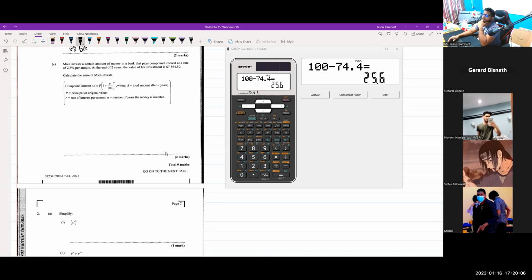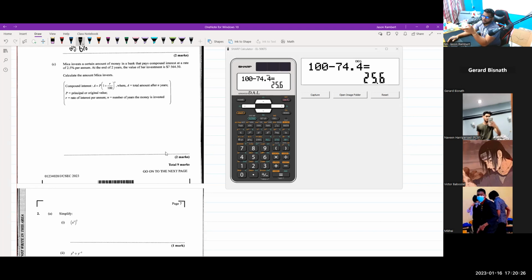Mika invested a certain amount of money in a bank that pays compound interest at a rate of 2.5% per annum. At the end of 2 years, the value of the investment was that. Calculate the amount of Mika's interest. You could do this one or two ways. You could use the formula, or you could go ahead and do your regular working.